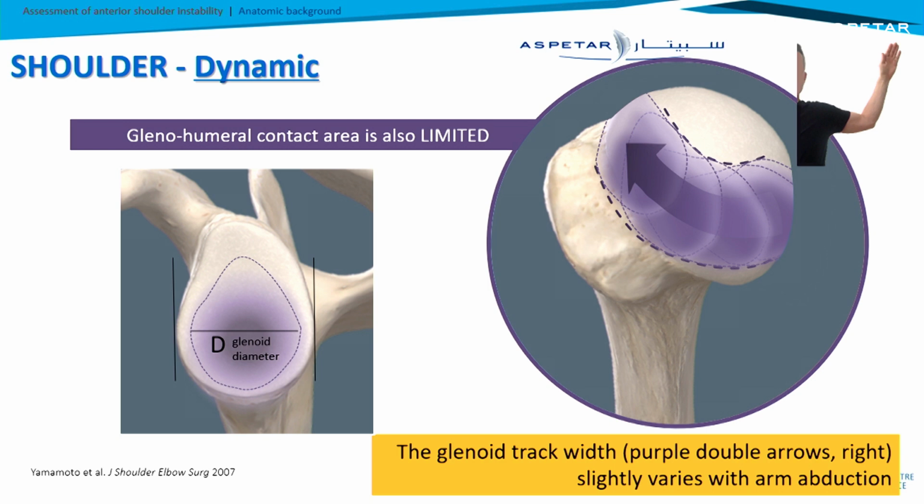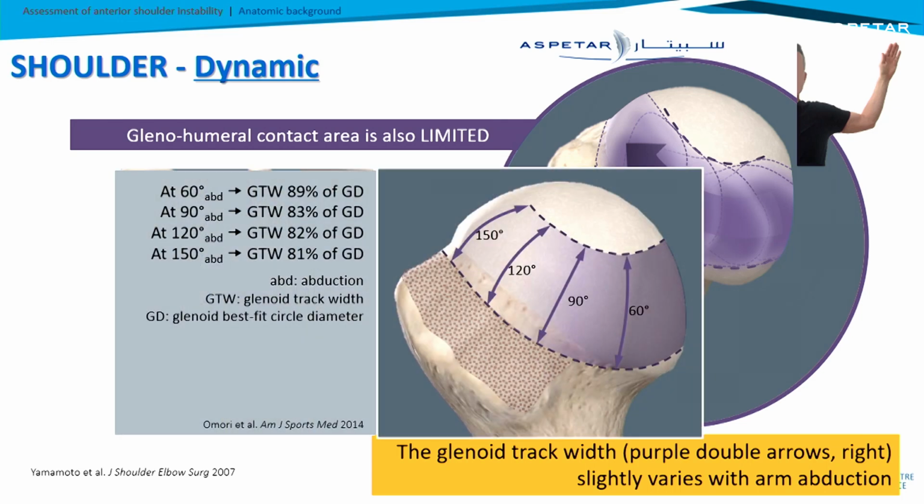So in terms of glenoid diameters and the humeral head, there is very limited contact surface between these two bones. Literally, when you put your arm in 60 degrees of abduction, only 89% of the glenoid surface is engaged. When you increase to 90, a little bit more abduction, 83%. When you increase to 120 degrees of abduction, it makes 82%.